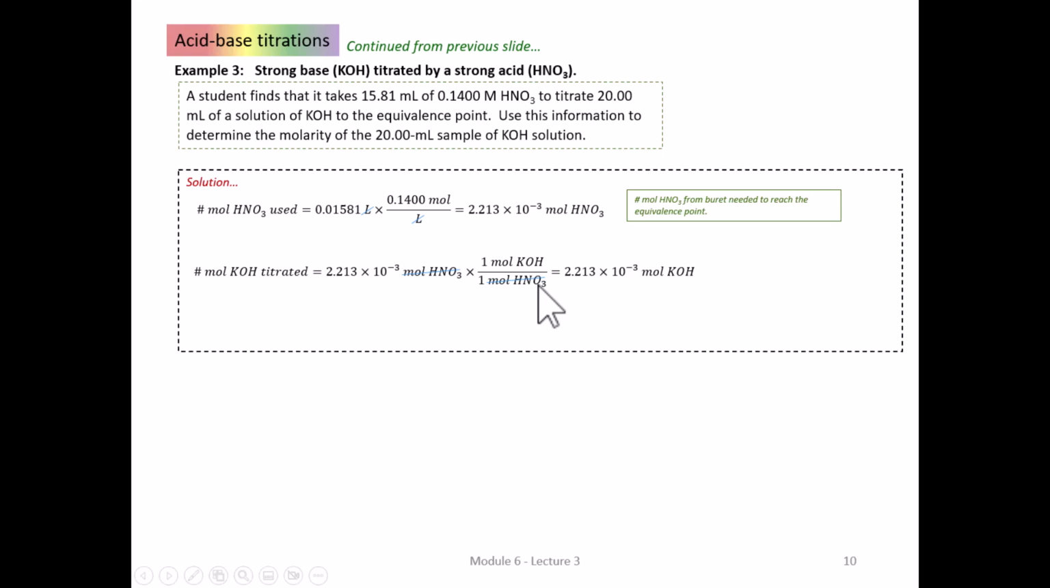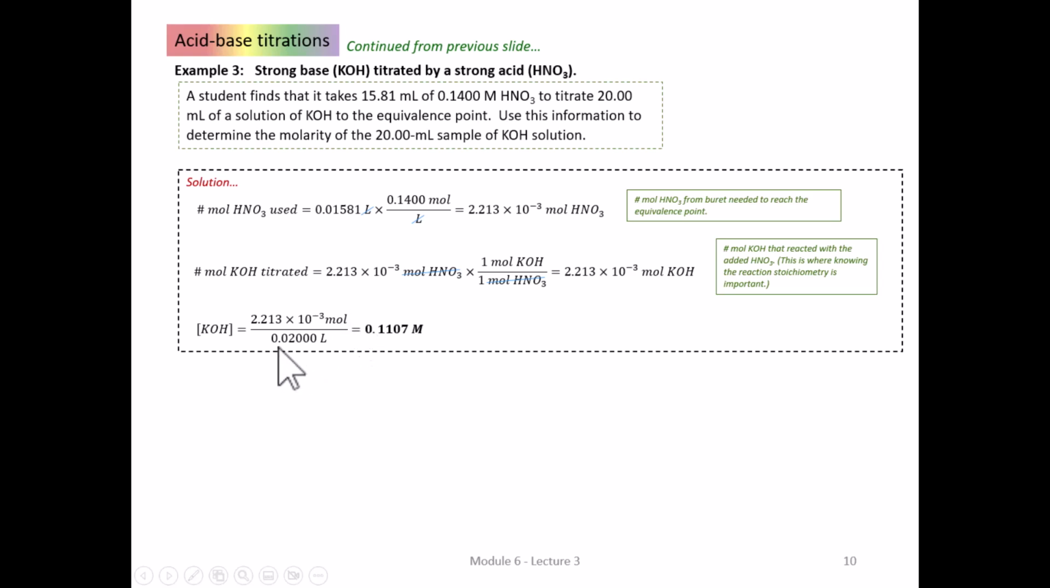It's a 1-to-1 reaction. So now we've counted that there are 2.213 times 10 to the minus 3 moles of potassium hydroxide in that flask. Well, if we take that number of moles that we counted, divide by the original volume that was in the flask, we get the original concentration of potassium hydroxide.